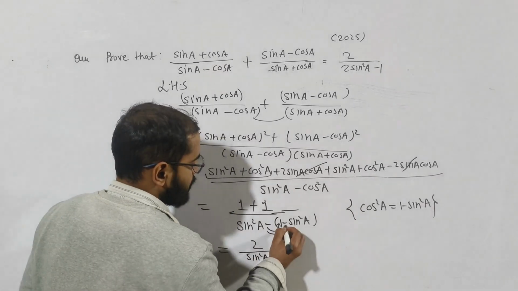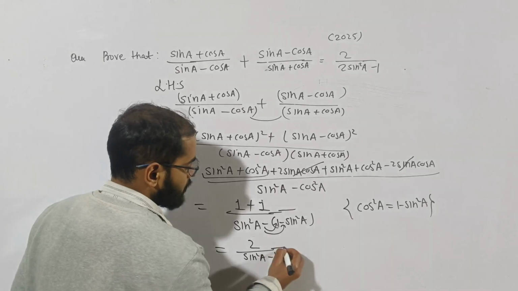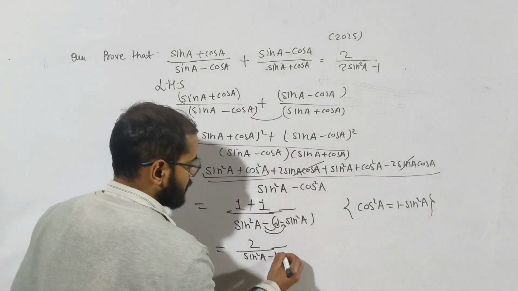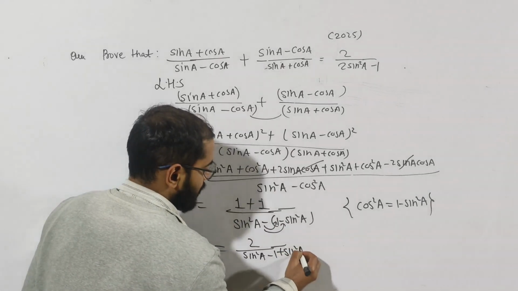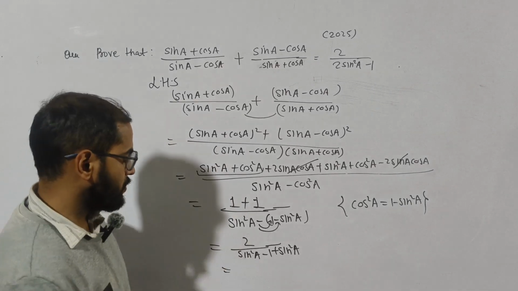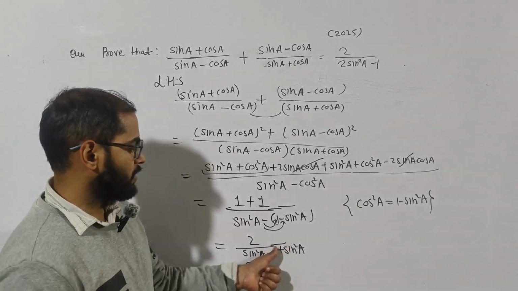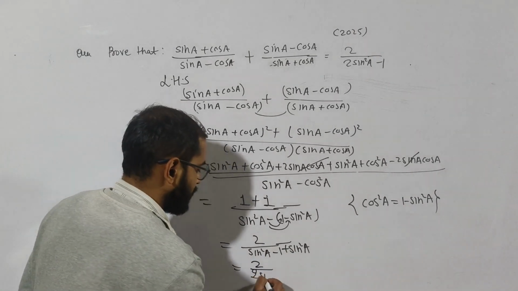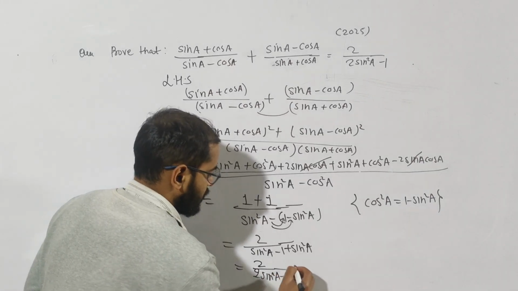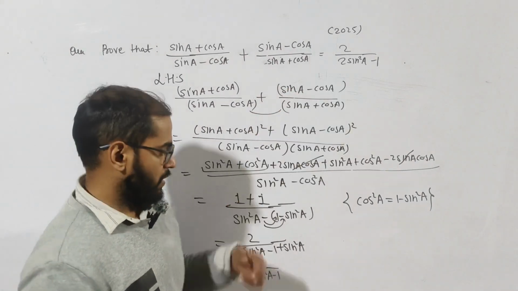If I multiply these numbers, minus in the bracket minus 1, and this minus minus will become plus. Now what will be our final answer? No, this is 2 and this is sin²A, becomes 2 sin²A − 1. This is our right hand side, hence proved.